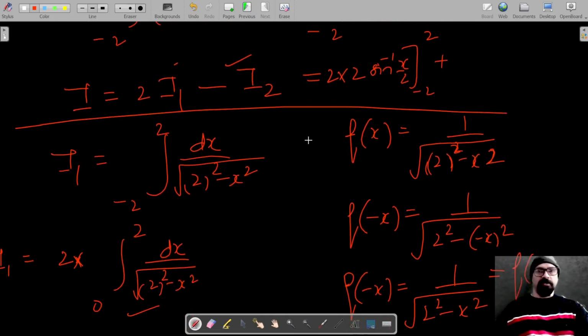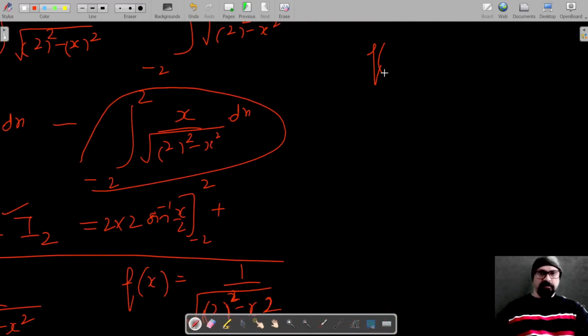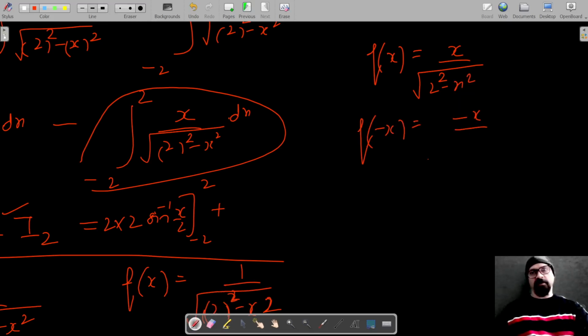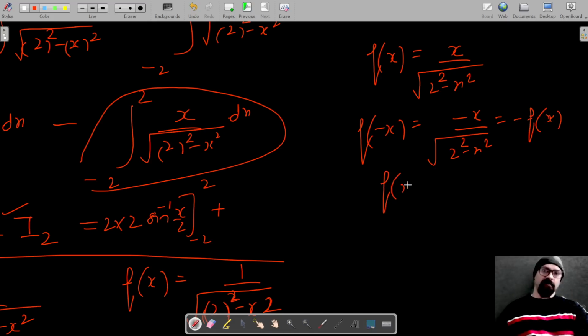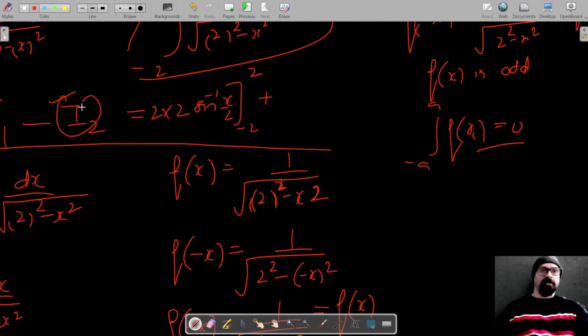Okay, and I2. Let's check our function I2. If I check this function, this is odd. So f of x is x upon root of 2 square minus x square, and if I evaluate this for negative x, this is negative x upon root of 2 square minus x square, which is the negative of f of x. So f of x is odd, and when f of x is odd, the integral from negative a to a of f of x should be equal to 0. This is the property. So I2 becomes equal to 0.